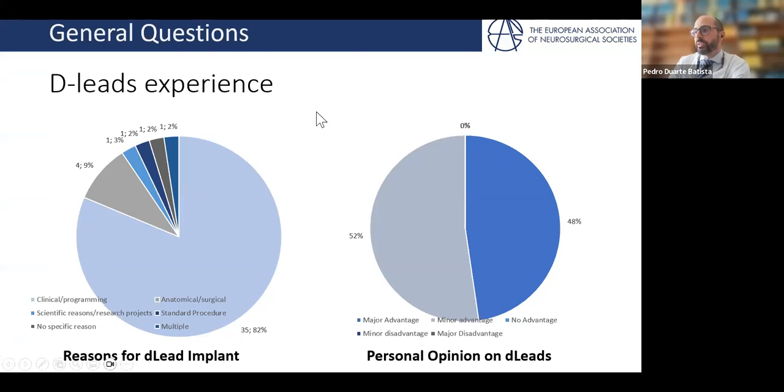Then we asked, what do you feel about directional leads? Do you think they are an advantage or a disadvantage? No respondent thought they were a disadvantage. 48% thought they were a major advantage and 52% a minor advantage.